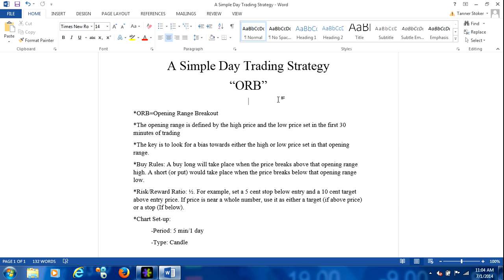The buy rules are as follows. A buy long would take place when the price breaks above that opening range high, and a short or put would take place when the price breaks below that opening range low. The risk to reward ratio utilized would be 1 to 2. So essentially you'd set a 5-cent stop below entry and a 10-cent target above entry, or it could be a 10-cent stop below entry and a 20-cent target above the entry.